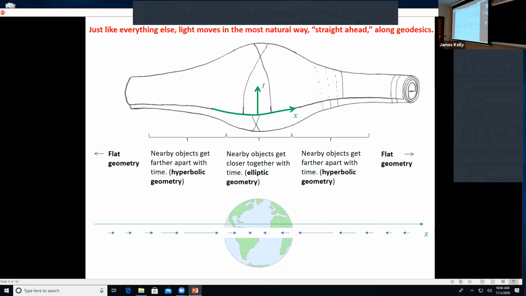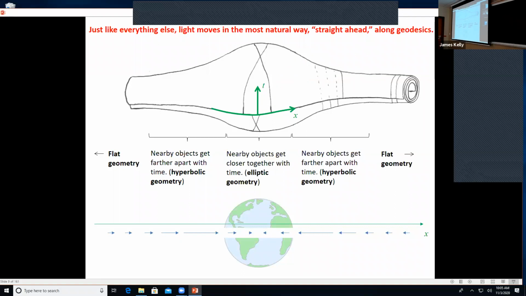And Einstein says no. Up at the top here, I'm saying just like everything else, light moves in the most natural way on this surface, straight ahead along geodesics. So even though I'm not showing any light signals here, if a light signal went off in this direction, it would just go straight. It doesn't look straight to us, but it's literally straight on that surface.